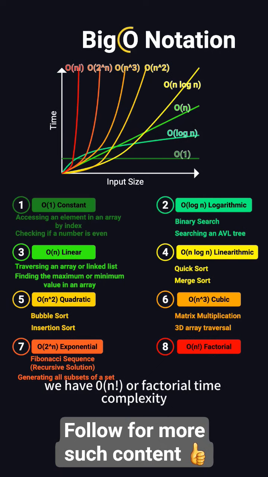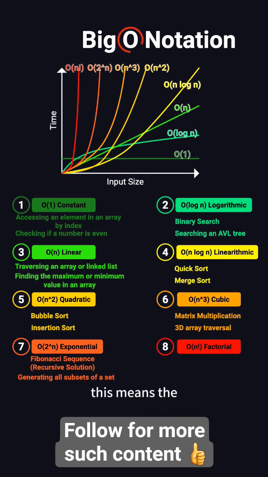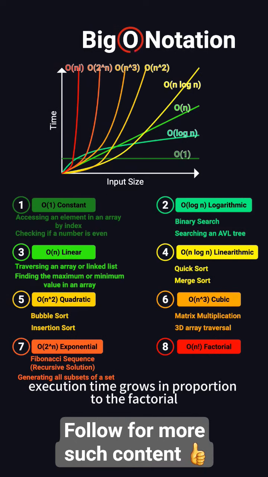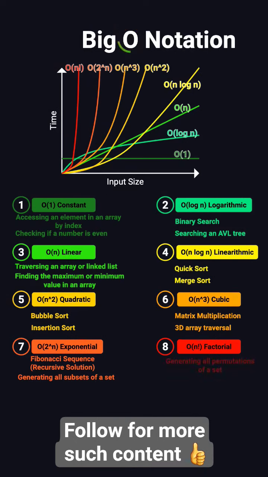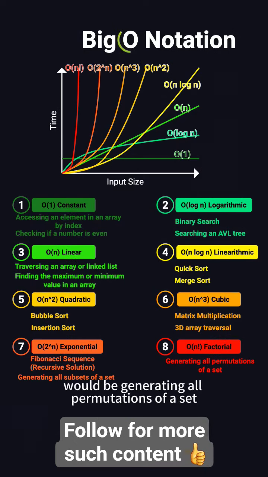Finally, we have O(n!), or factorial time complexity. This means the execution time grows in proportion to the factorial of the input size, and it typically appears in permutation problems. An example would be generating all permutations of a set.